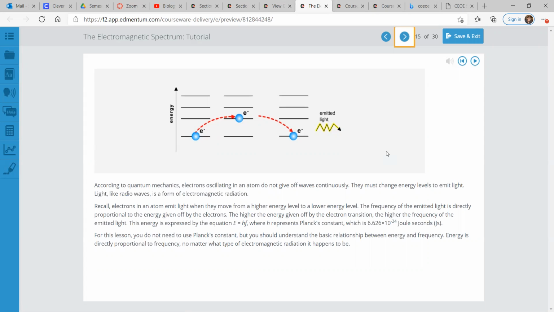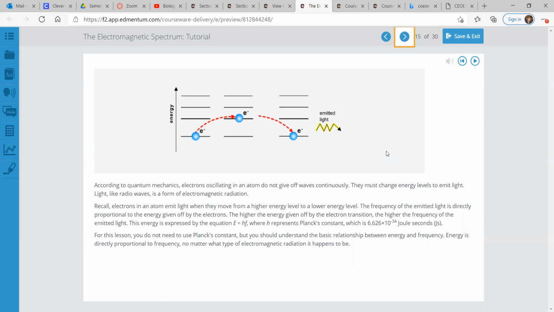According to quantum mechanics, electrons oscillating in an atom do not give off waves continuously. They must change energy levels to emit light. Light, like radio waves, is a form of electromagnetic radiation. Recall, electrons in an atom emit light when they move from a higher energy level to a lower energy level. The frequency of the emitted light is directly proportional to the energy given off by the electrons. The higher the energy given off by the electron transition, the higher the frequency of the emitted light.